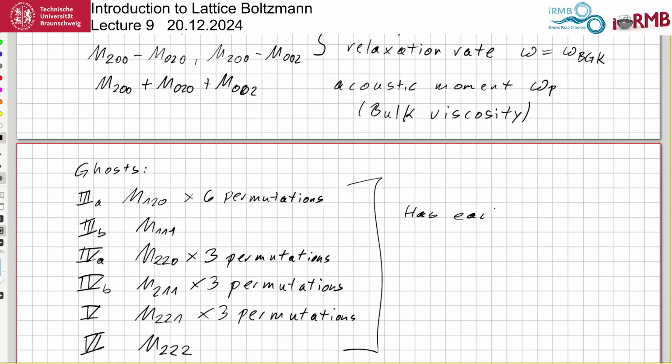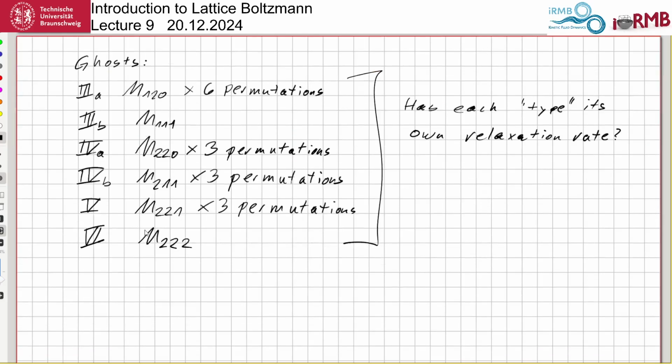Has each type its own relaxation rate? Okay. Why is this a complicated question? The thing is, even though these moments are not arbitrary, we made them countable. From their physical meaning perspective, this grouping is a bit arbitrary.